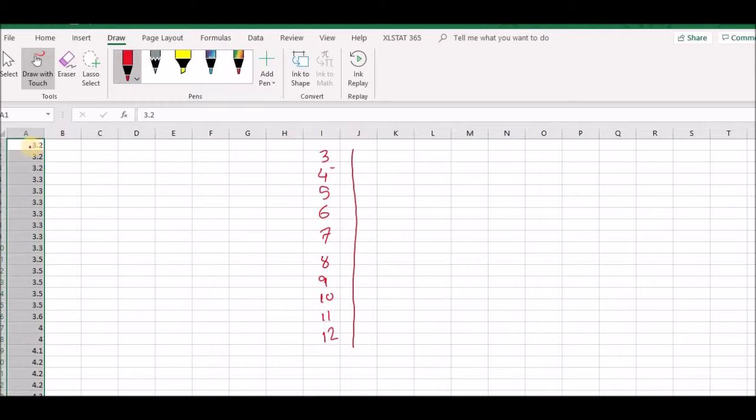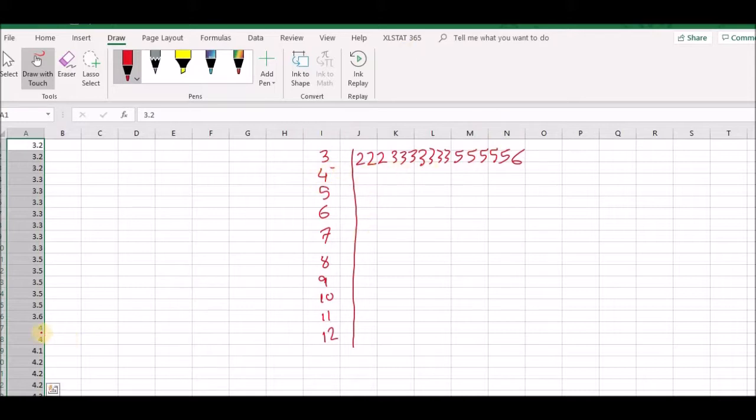So I see that I have 3.2, 1, 2, 3 times. So I'm going to write 2, 2, 2. And then I will have 3.3, 1, 2, 3, 4, 5, 6, 7 times. So I'm going to write 7 threes. And then I have 3.5, 1, 2, 3, 4, 5 times. So I'm going to write 5 fives. And then I have 3.6. So 1 six right here, and I'm done with the first stem.